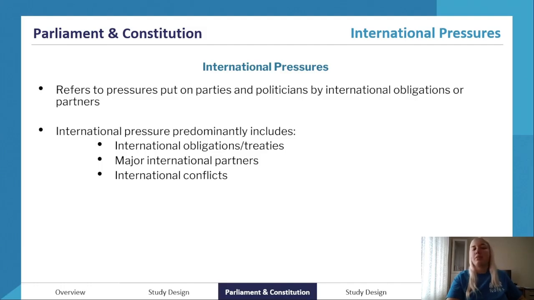Maybe some easy ones you can think of are things like UNESCO heritage sites that have to be protected across the world, and then also treaties that say things like human rights and things like that. There are also major international partners, so this includes the countries that Australia does import and export with, and they have to keep a good relationship with, which is also an international pressure on their lawmaking. And then also international conflicts. So we said war, terrorism, global spread of disease such as COVID are just some examples of these international conflicts.